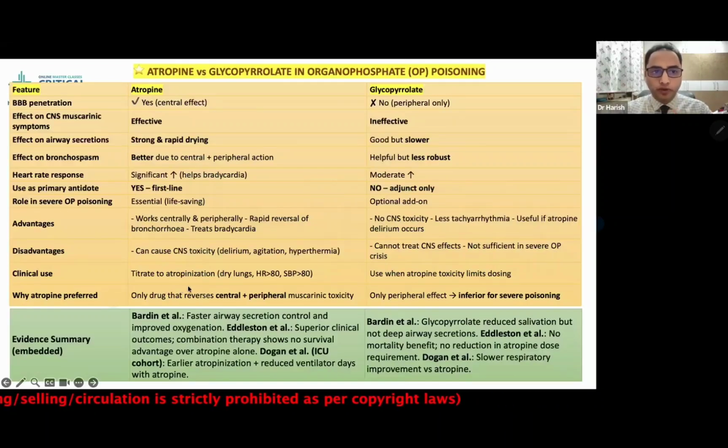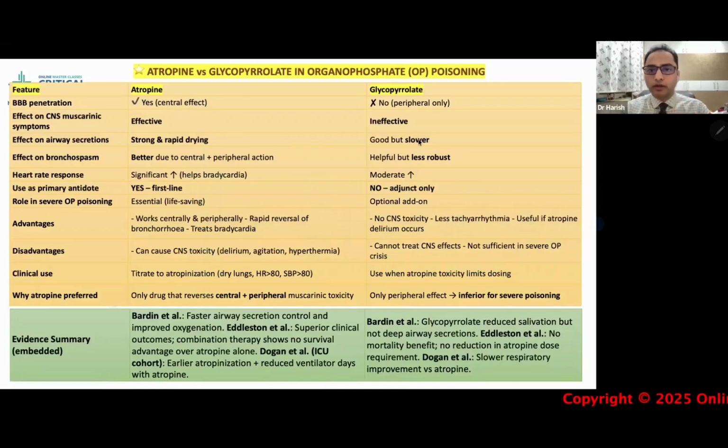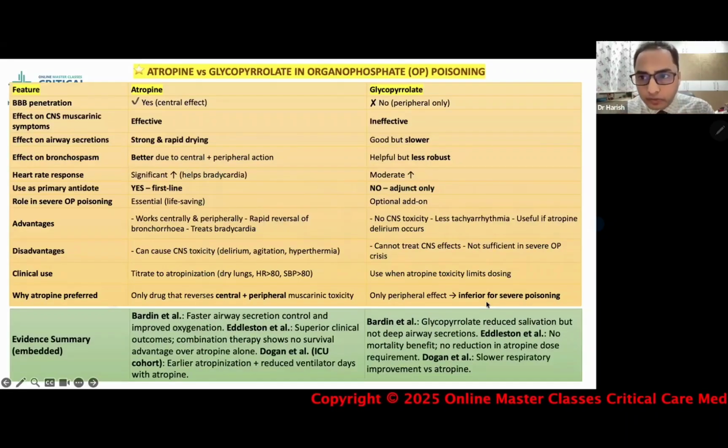Clinical use of atropine: titrate to atropinization, that is, a dry lung, heart rate, blood pressure, and pupil are your endpoints for atropinization. Glycopyrrolate is used when atropine toxicity limits the dosing of atropine. So why is atropine preferred? It is the only drug that reverses both central and peripheral muscarinic toxicity. Glycopyrrolate has only a peripheral effect. It is inferior for severe poisoning.